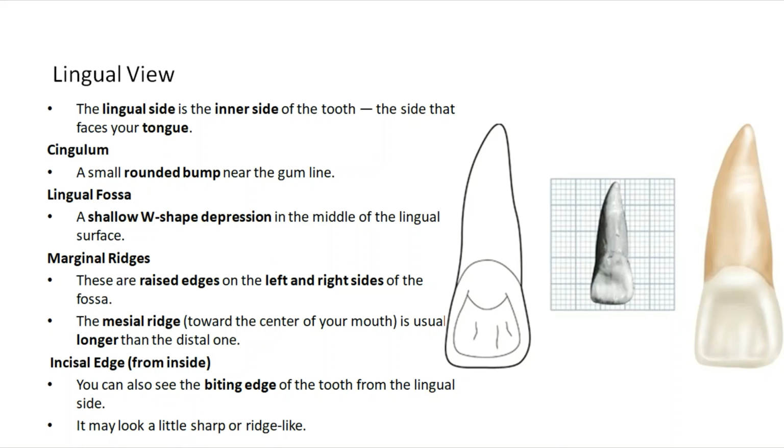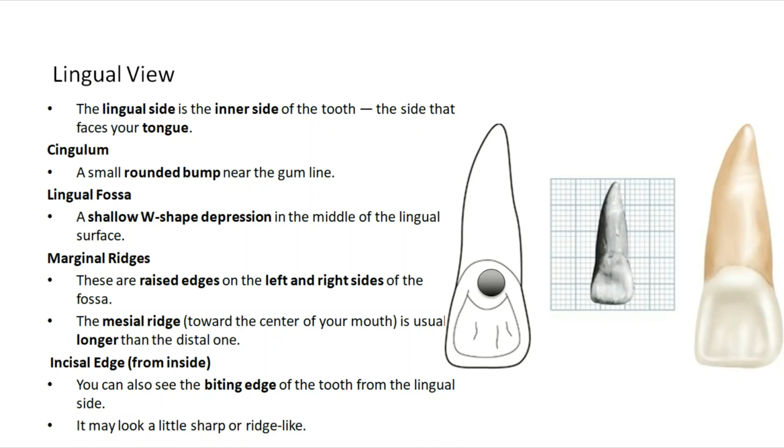Then in the next slide we will see the lingual view. The lingual side is the inner side of the tooth, the side that faces your tongue. This is a side of the anterior tooth. The bolus is attached to this side.